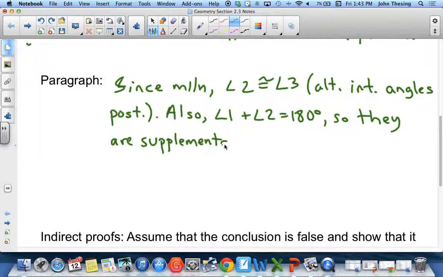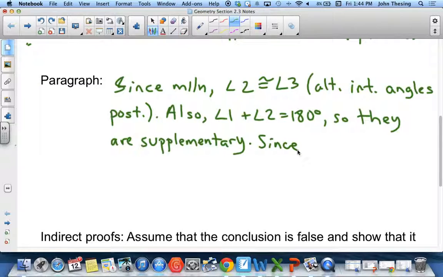The nice thing about the paragraph proof is that you don't need to say, because this is the definition of supplementary. You can just say angle 1 and 2 equal 180 degrees when you add them up, so they're supplementary. Okay. Wait, so they equal 180, so they are supplementary. Yep. And then angle 1 and 3 are 180 degrees because angle 2 and 3 are congruent. Good. So let's think of a nice way to say this.